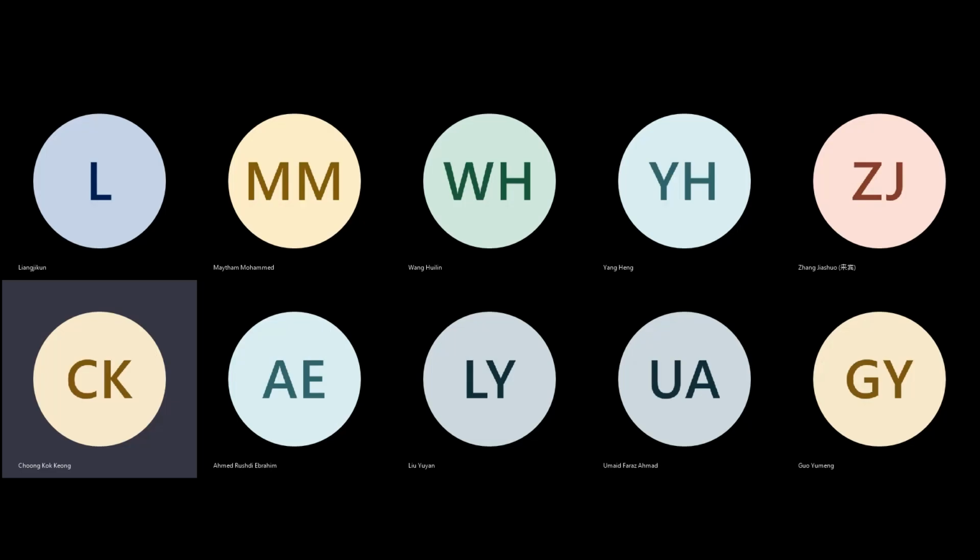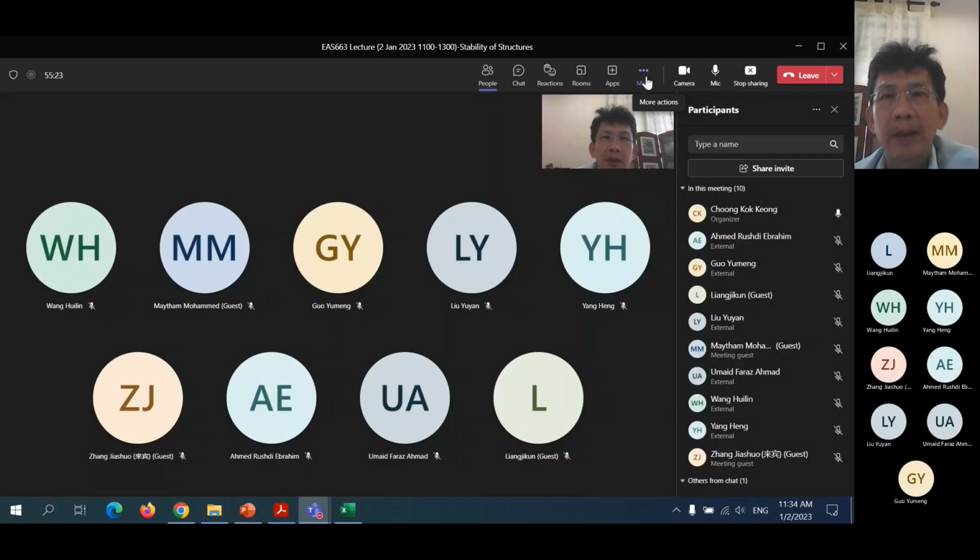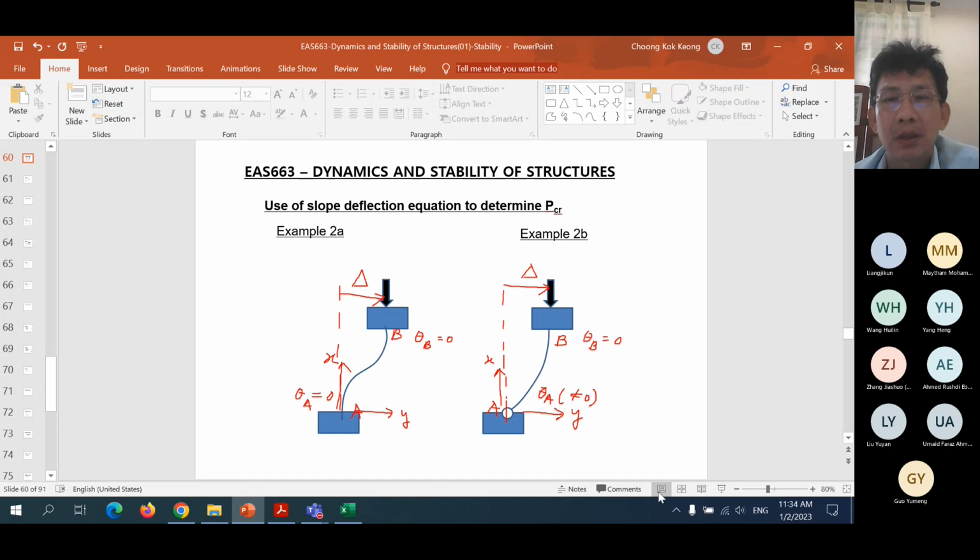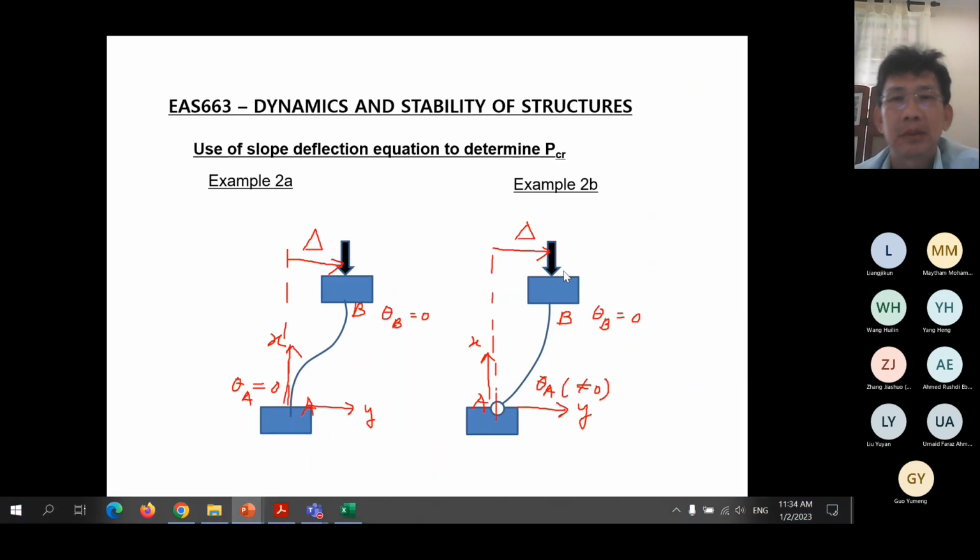This is what we call example 2b. Now this is the example. The previous one had theta A equal to 0, theta B equal to 0. Now we have theta A non-zero and relative end translation. So let's see what happens in this case.